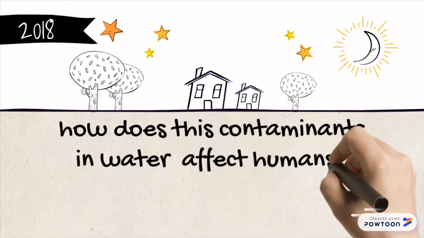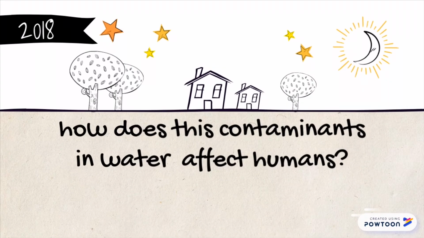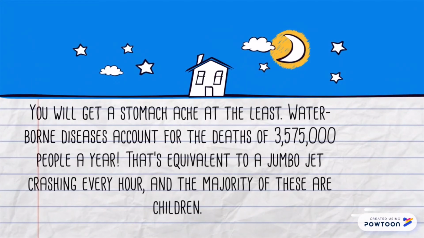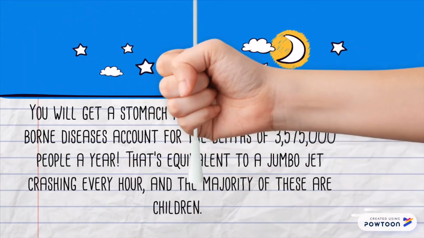How do these contaminants in water affect humans? You will get a stomach ache at the least. Waterborne diseases account for the deaths of 3,575,000 people a year. That's equivalent to a jumbo jet crashing every hour, and the majority of these are children.